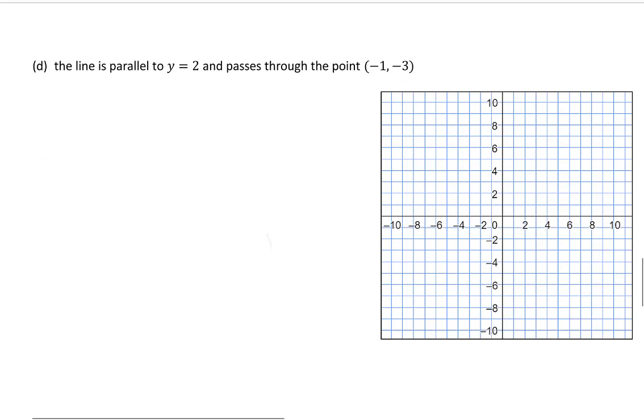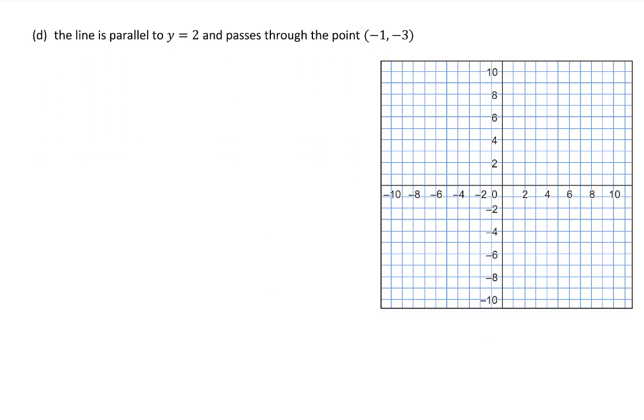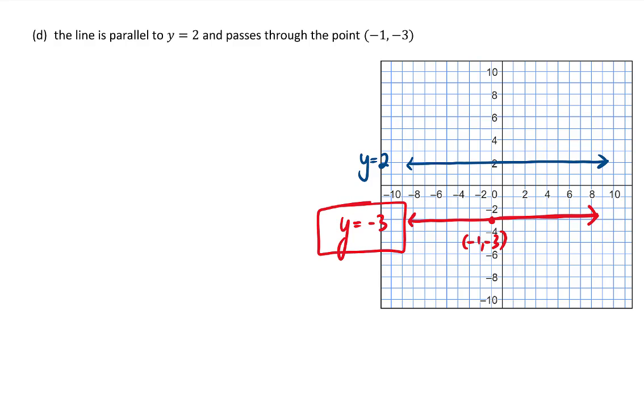And finally, the last one, a line that's now parallel to y equals 2. So remember, y equals 2 is a horizontal line with all the y values equal to 2. This new line passes through the point (negative 1, negative 3). So (negative 1, negative 3) is here. And this time it's parallel. Notice all the y values are now the same. So this is the equation y equals negative 3, because all the y values have a value of negative 3. So this is the answer we're looking for.